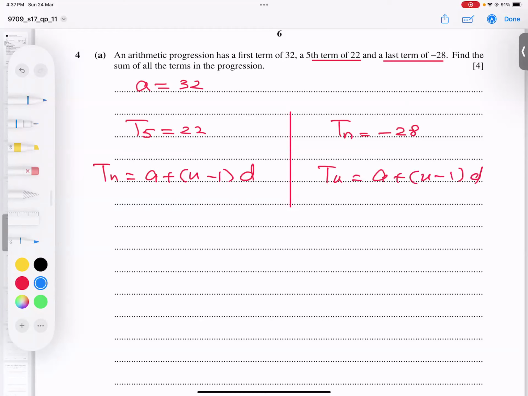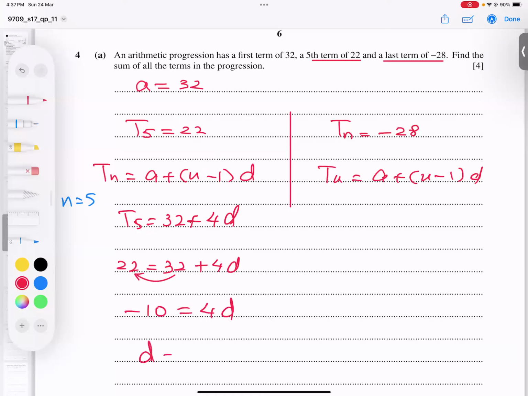Now you see what this 5 is. So replace every n by 5, and here n remains n, no change comes here. So here T5, a is 32, very clear, and I put 5 in the place of n. 5 minus 1 gives you 4d. T5 is 22, so I put 22 here. So this goes this way, and we got negative 10.